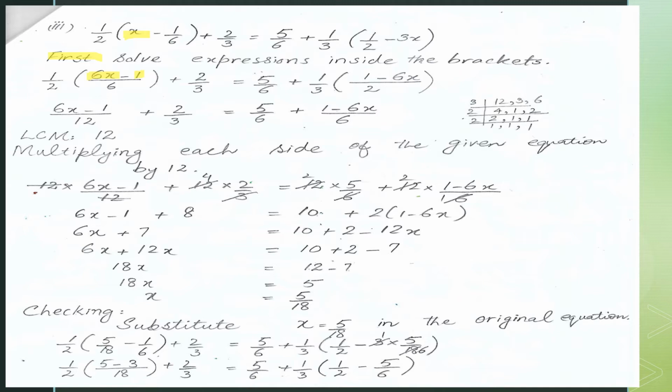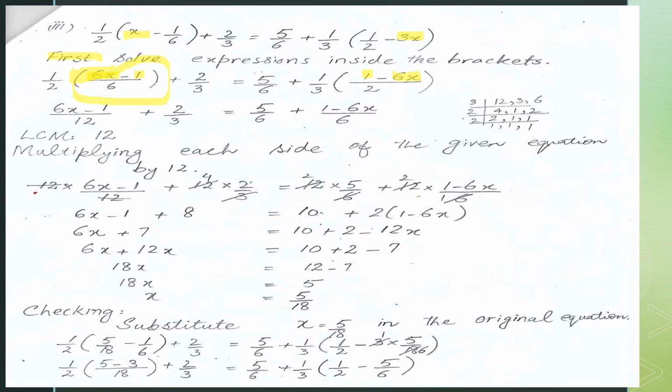Plus 2 by 3. I hope you will understand the brackets LCM. Come to the other side, 5 by 6 plus 1 by 3. Now the same case is here. 2 is there and 1 by 2 minus 3x. 3x, there is no denominator. It is already understood that there is 1. So what you will do is take the LCM. LCM is 2. Now 2 divided by 2 is equal to 1. 1 multiplied by 1 is equal to 1 minus 2 divided by 1, 2, 2 multiplied by 3 gives you 6x.